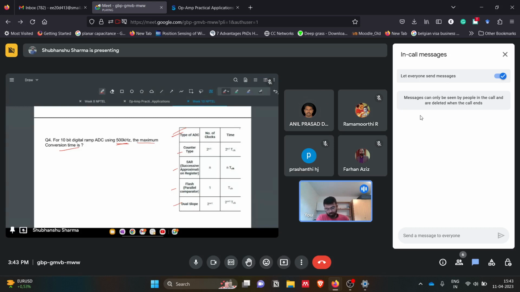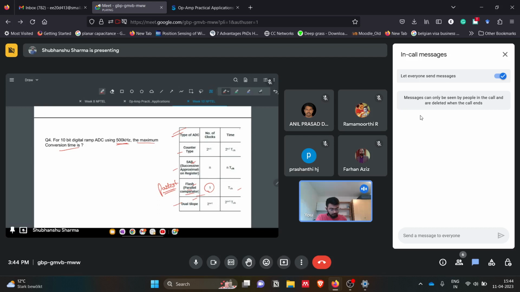So this question 4 is just for knowledge purposes. We mentioned that sigma delta was there, but here it is not. Anyway, we taught about SAR, flash, and dual slope. For flash, it is the fastest because it takes only one clock cycle irrespective of the input and the number of comparators, because all are parallel. So this is the fastest.